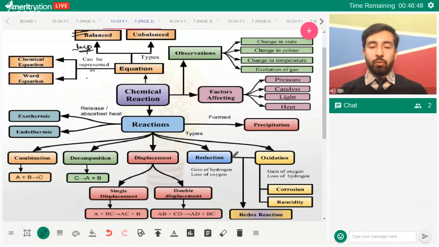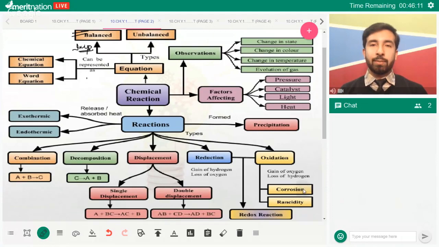The last types of reactions are reduction reaction and oxidation reaction. The reduction reactions are those in which there is gain of hydrogen and loss of oxygen. That means we are adding hydrogen and removing oxygen. And the next one is oxidation, in which, as the name suggests, there is addition of oxygen and removal of hydrogen. If in a reaction both things are taking place simultaneously, then such reactions are known as redox reactions. We also have studied two important things, corrosion and rancidity.